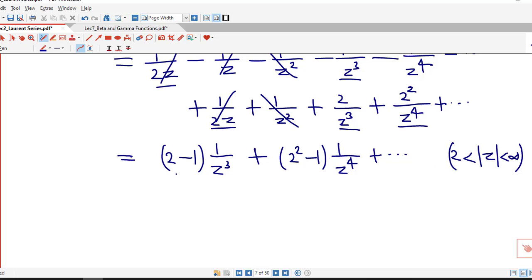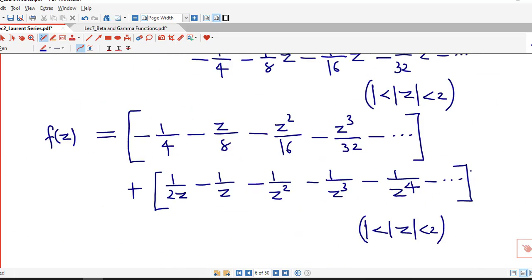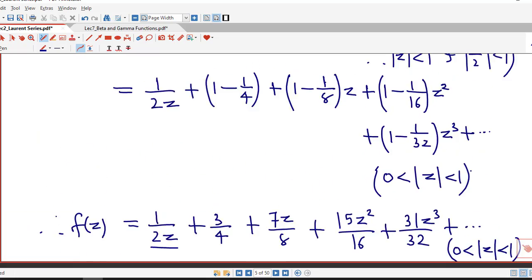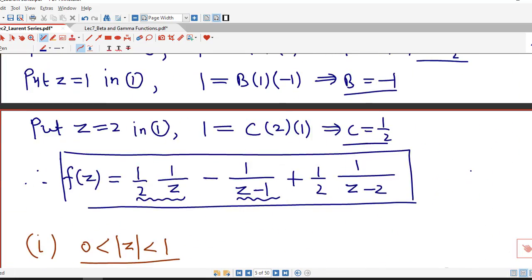We are getting some pattern here. Here we have (2 minus 1) into 1 over z cube, that is (2 raised to 1 minus 1) times 1 over z cube. Here (2 raised to 2 minus 1) times 1 over z raised to 4. So next term we can imagine, which is (2 raised to 3 minus 1) times 1 over z raised to 5. So in this way we have obtained expansion of f of z in this third domain also. So in this way same function can have different Laurent series expansion in different domains with the same center.